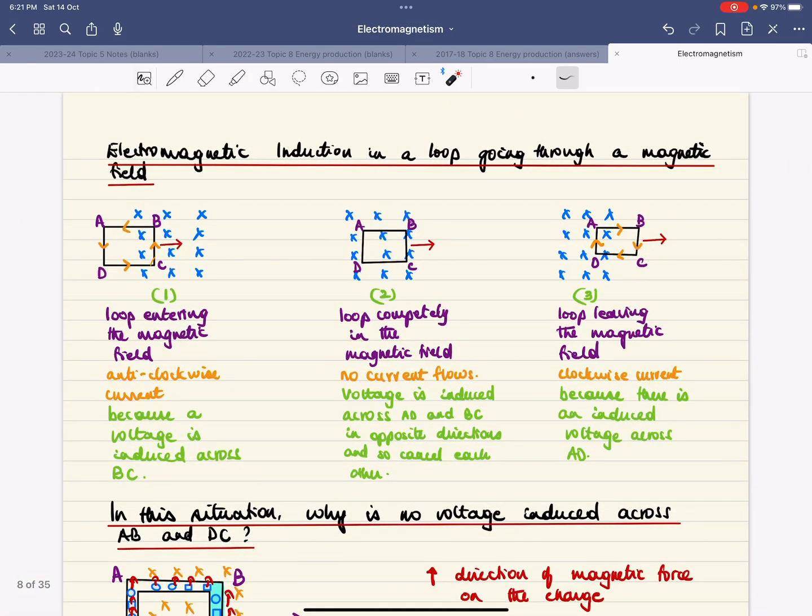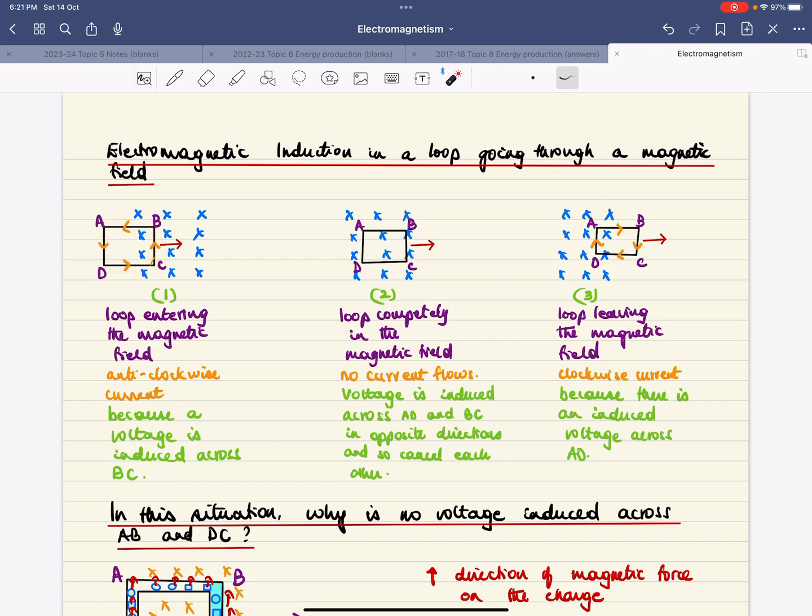Now, electromagnetic induction in a loop going through a magnetic field. So what happens if there's a loop entering the magnetic field? I use a left-hand slap rule. You use whichever rule your teacher teaches you, and you'll end up with a current that is going anti-clockwise. A voltage would be induced across BC, and because it's complete, you will have a current going that way.